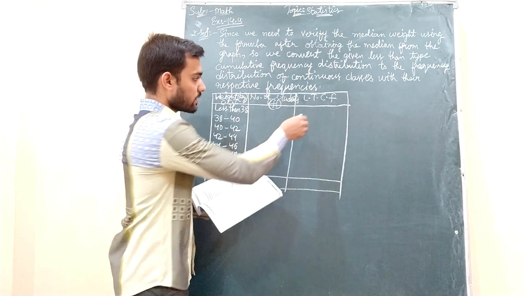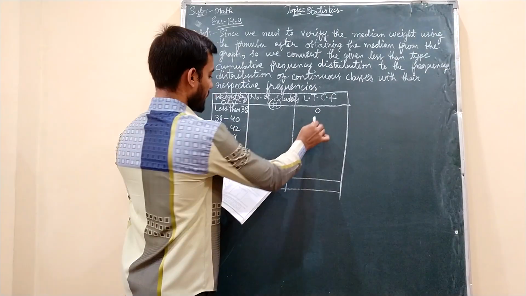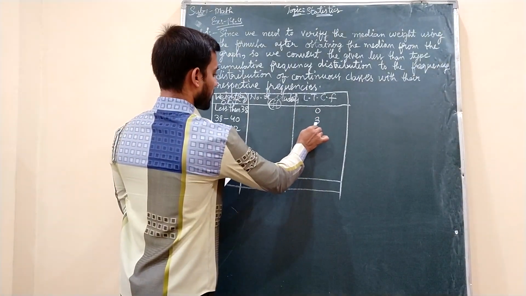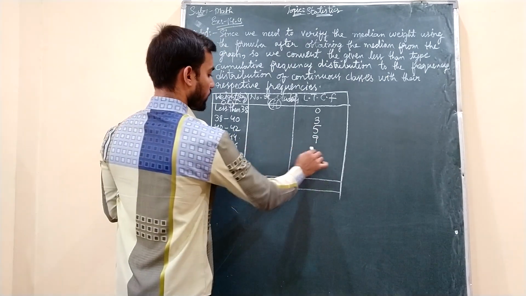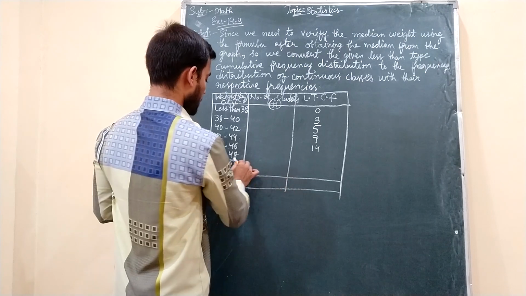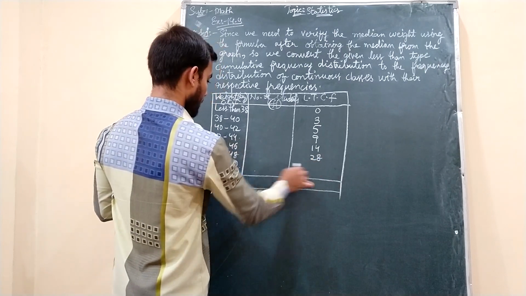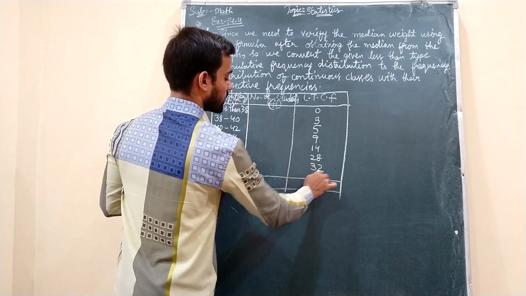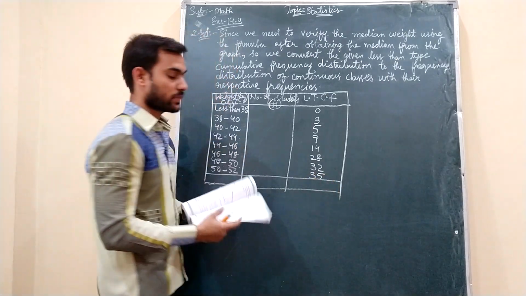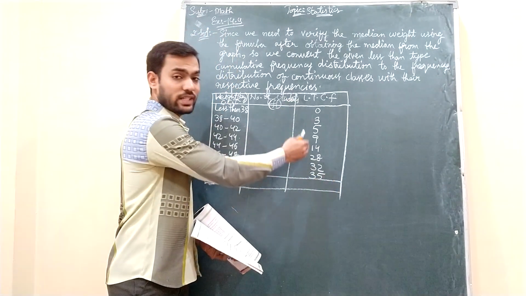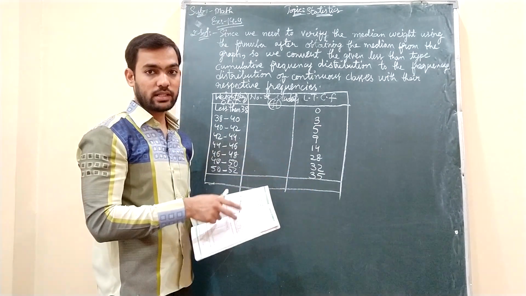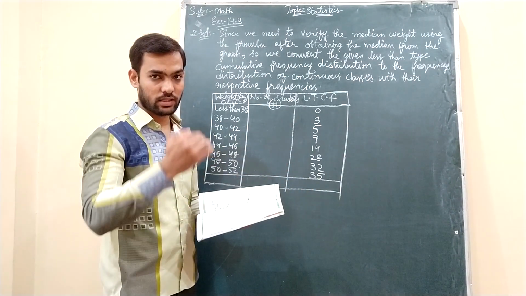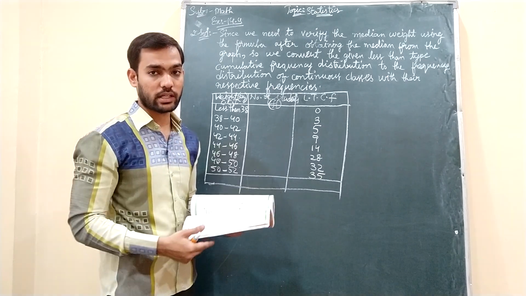First of all, I will write the less than cumulative frequency values. 0 it has mentioned, then 3, then 5, then 9, then 14, next 28, then 32, then 35. Okay students, there are 35 students, so he has taken all the students over here in this table. So that is the reason this is less than cumulative frequency. The values are going on increasing.